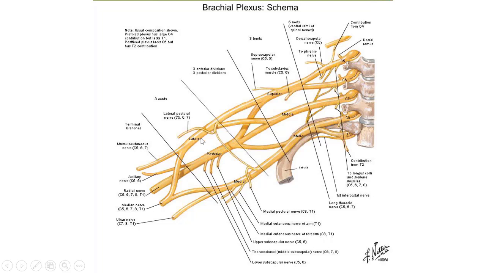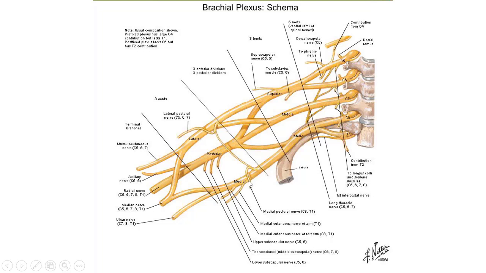First, branches from the lateral cord. We have 3 branches: lateral pectoral nerve, musculocutaneous nerve, and the lateral root for the median nerve. This is the median nerve, and this is the lateral root coming from the lateral cord. So we have 3 branches from the lateral cord: lateral pectoral, musculocutaneous, and the lateral root for the median nerve. Branches of the medial cord. We have 5 branches from here.